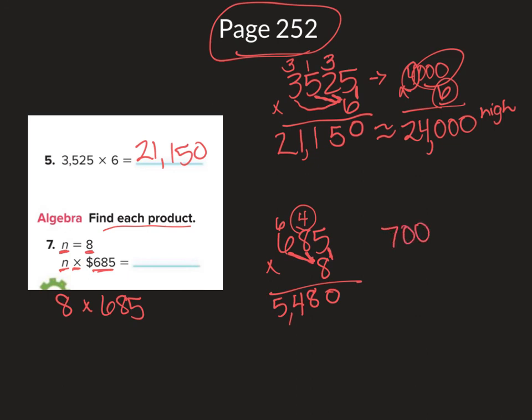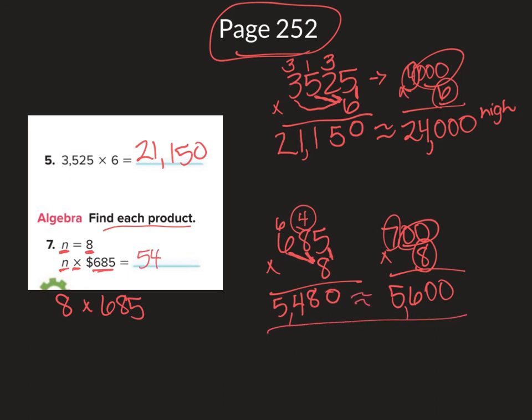700 times 8. Okay, 8 and 7 is 56, 2 zeros, 5,600. Is that close? It is. Okay, so 5,480 is my answer. Put a comma in there.